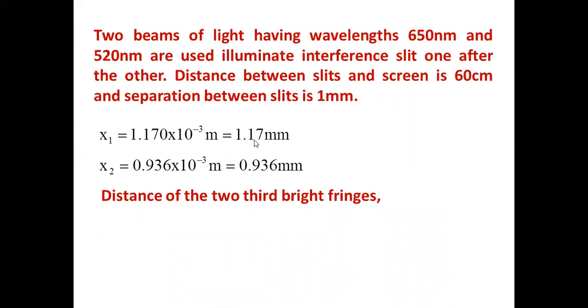x2, x1 is given. Subtract them. X2 minus x1. Okay, this should be x1 minus x2, because this is far away and this is smaller. Far away is the 650 nanometer third bright fringe. The 520 nanometer third bright fringe will be closer. So x1 minus x2. Please correct this. x1 minus x2 is 1.17 minus 0.936, which is 0.234 millimeter.